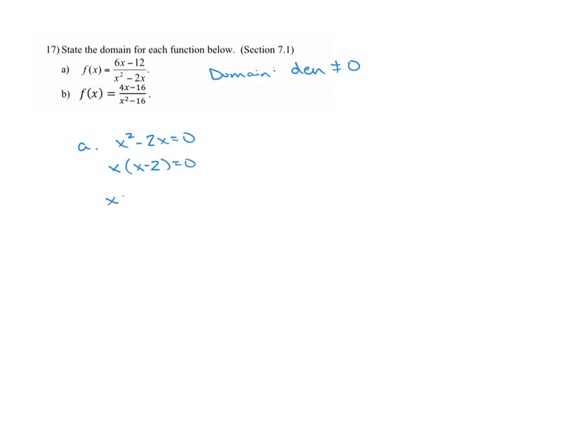And now set each factor equal to 0. So we get x equals 0. And if we set x minus 2 equal to 0, we can add 2 to both sides. We get x equals 2. So our domain is x is not equal to 0 or 2.